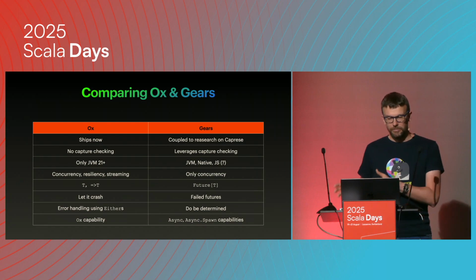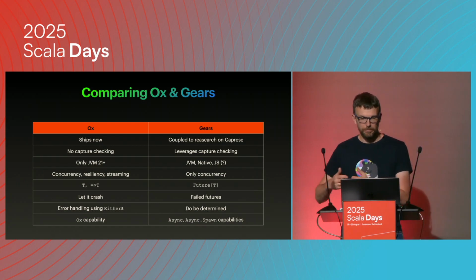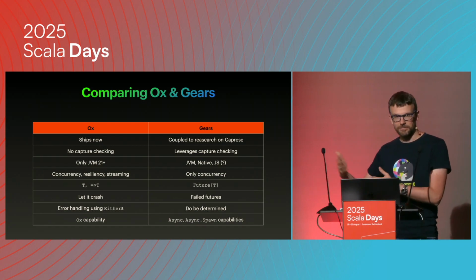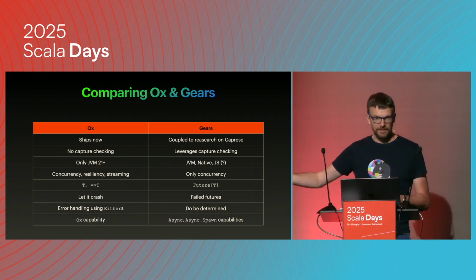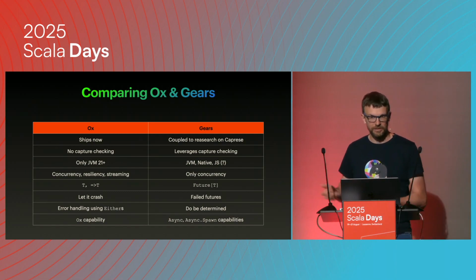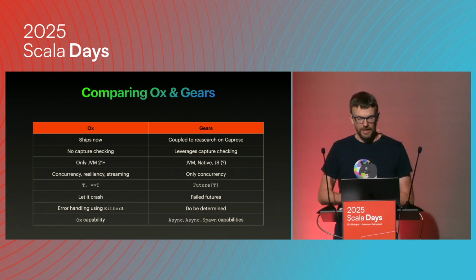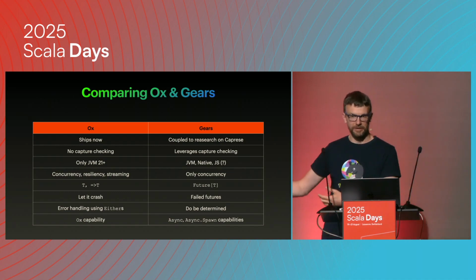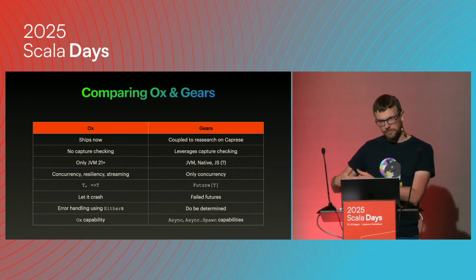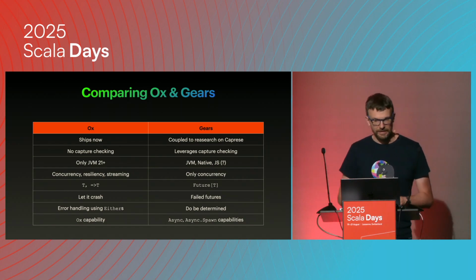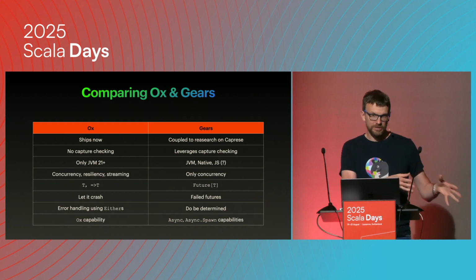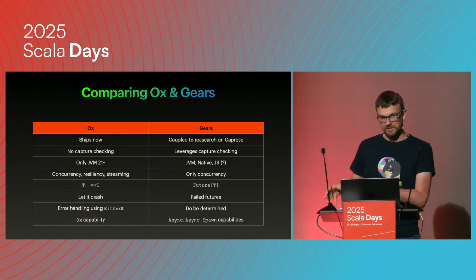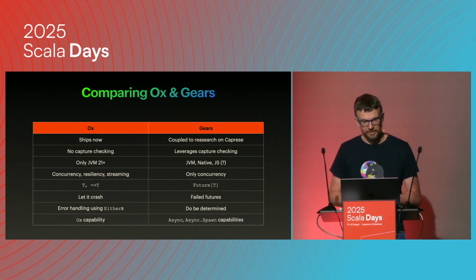And Gears is more like a research project, so I would guess that its release is maybe 2 or 3 years ahead. It's coupled to the research on Project Caprese, right? And before capture checking actually matures and is available in a Scala LTS version, that's probably a couple of years ahead. So Ox is something that you can use today. Gears is something maybe to look out for in the future.